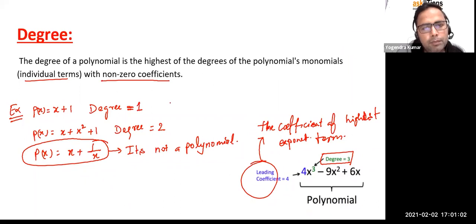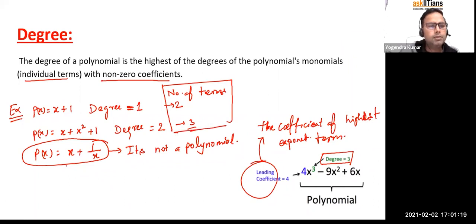Now they can ask how many terms are there. So how many terms? Number of terms here are 2, and here number of terms are 3, right? This is the column I'm giving for number of terms. You can understand here how many terms are there? 3, right? Degree is also 3.